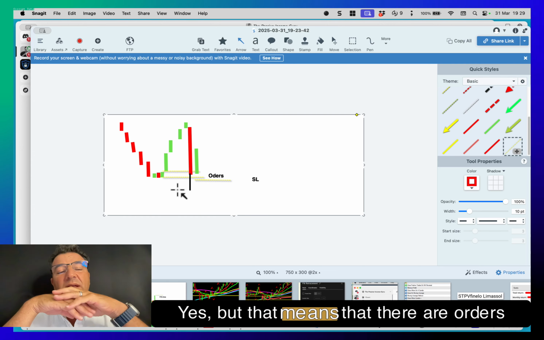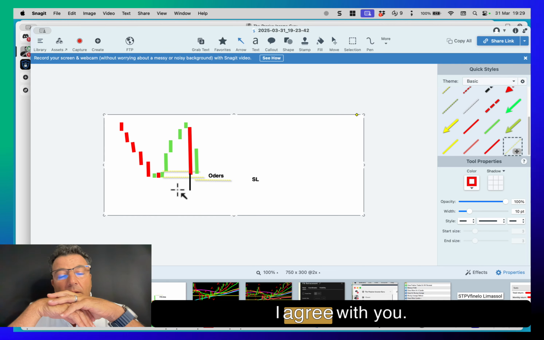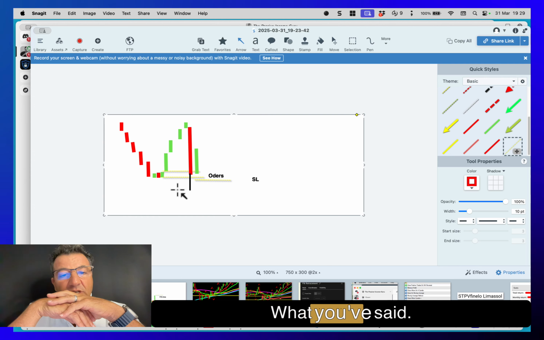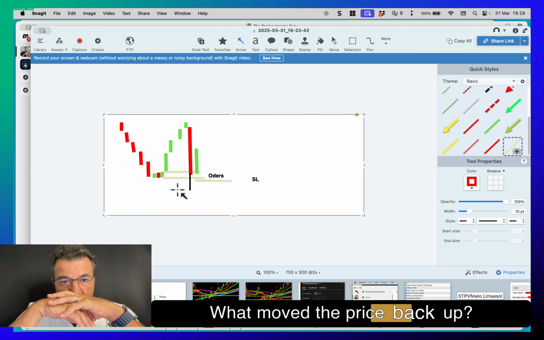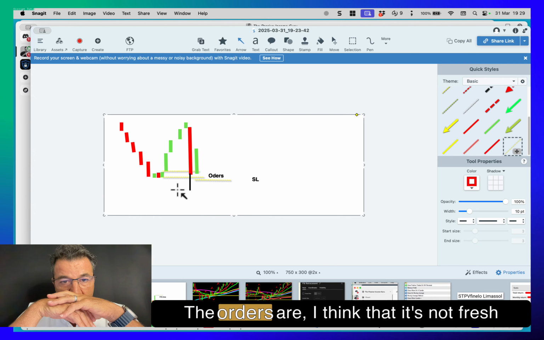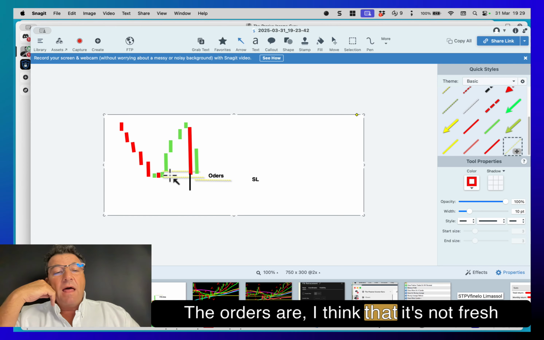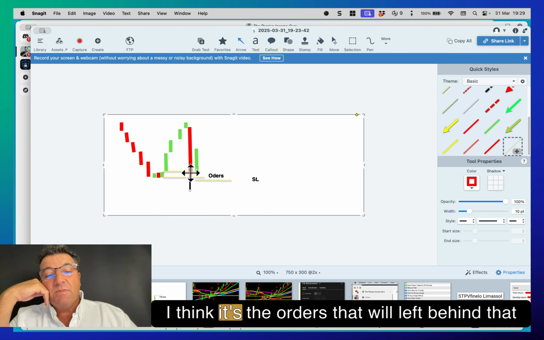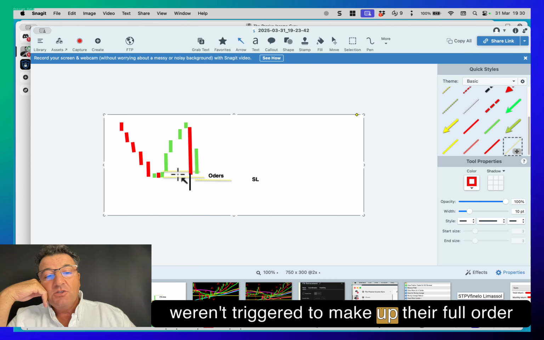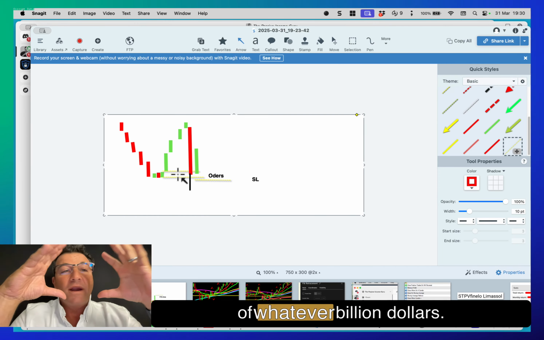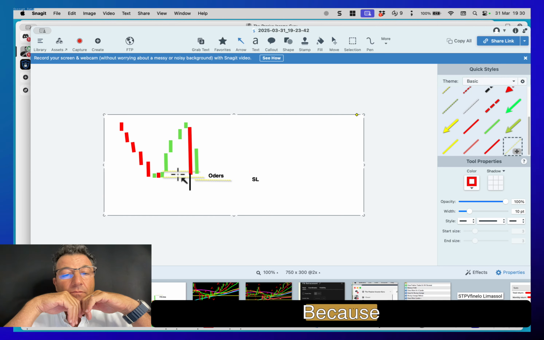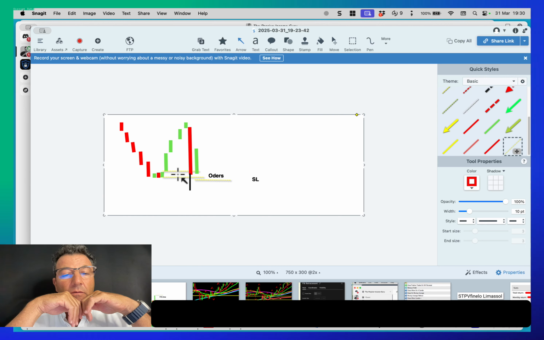Yes, but that means that there are orders there. I agree with you 100% on what you've said. What moved the price back up? All the orders have been triggered. I think it's not fresh investment. I think it's the orders that were left behind that weren't triggered to make up their full order of whatever, $1 billion. I agree. And so it's moved price back up. So why is there still an order block there? The orders were done and triggered to move price back up. There's no order block there.